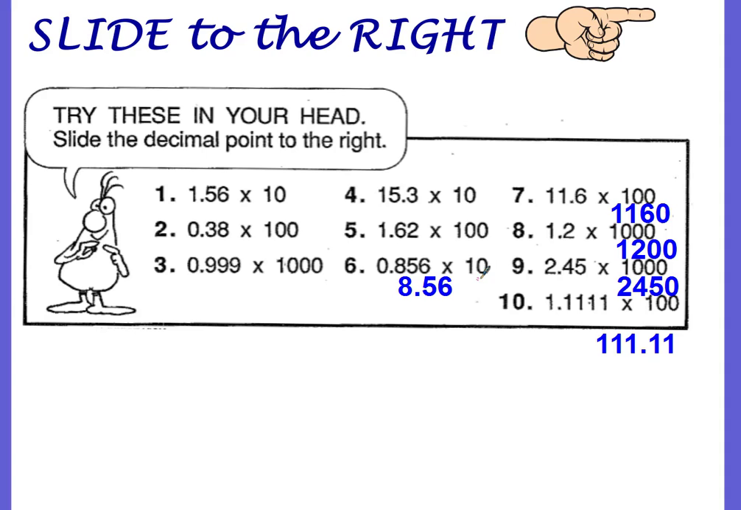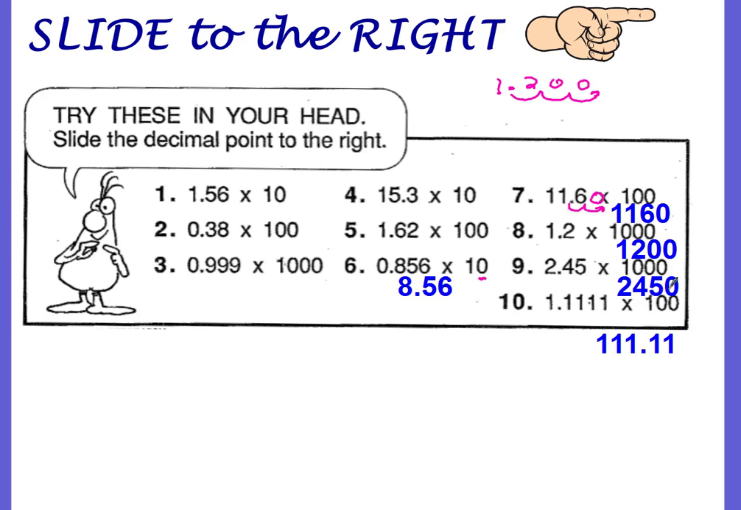Okay, for number 6, there's only 1 zero, so you slide that decimal point 1 place to the right and you get 8 5600ths. On number 7, our 100 has 2 zeros, so we slide it 2 places. Now, when you slide it 2 places, you end up with a hole, don't you? You have to annex that 0, so you get 1160. Number 8, you get 1200. You're sliding the decimal 3 places. There's not enough, you have 1.2. There's only 1 digit, but you still have to slide it 3 places. So in the holes, you're going to put zeros. That's how we get the 1200.